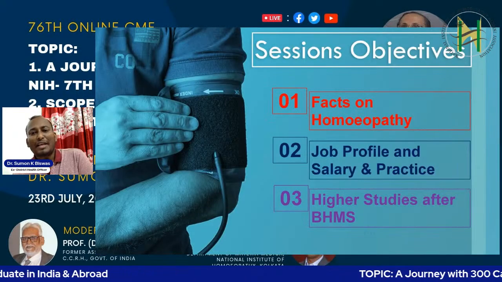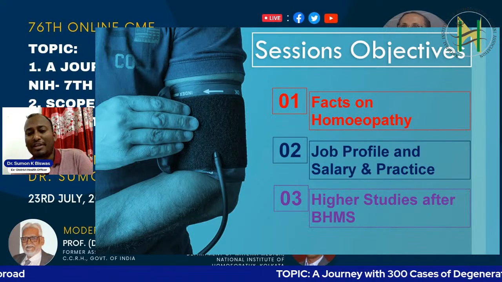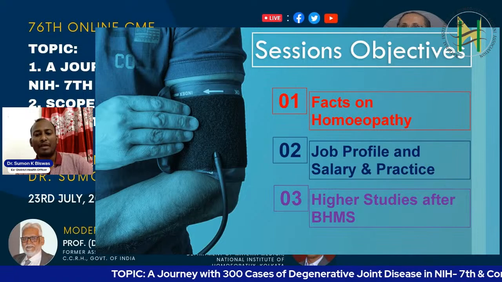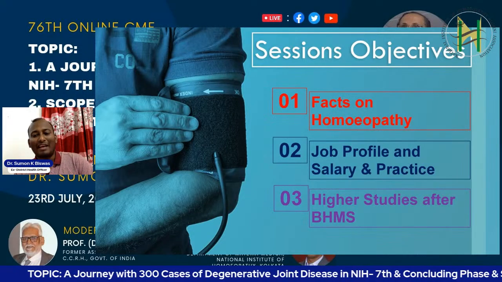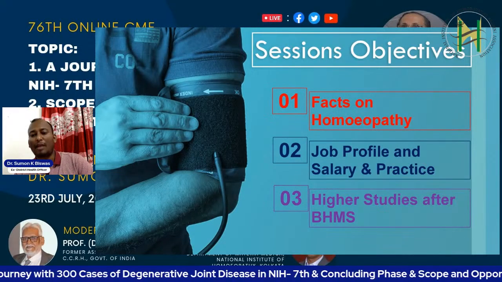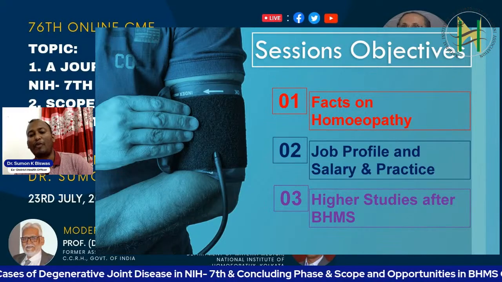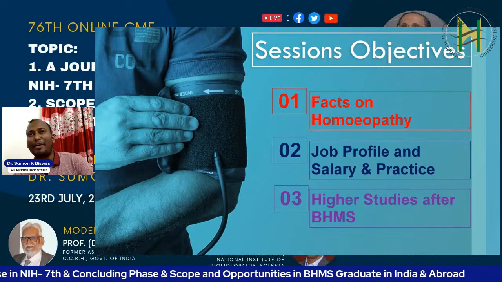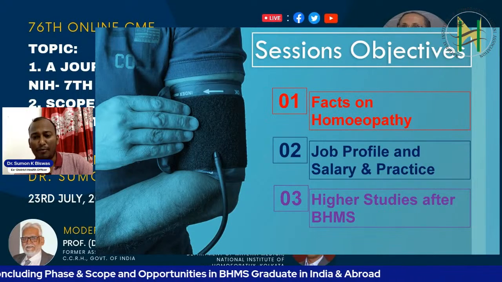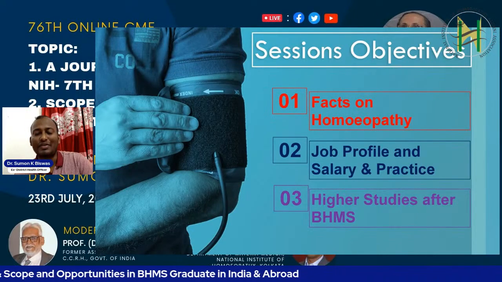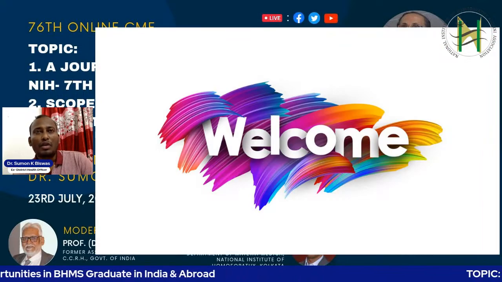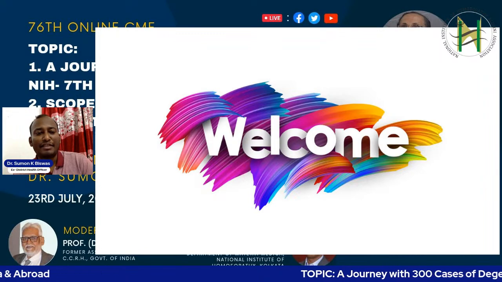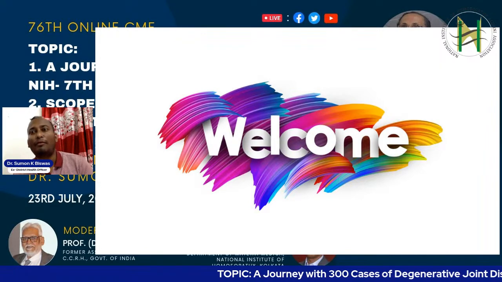In this session, I have three objectives. First, I will be talking about a few facts on homeopathy, and job profile, salary and practice after completing BHMS. And what are the scope and opportunities we have for higher studies after completing BHMS. So these three main points I would be talking about in this session. Let me welcome you all who are active in this session and who will be listening offline later.